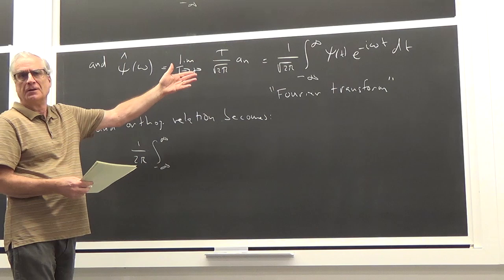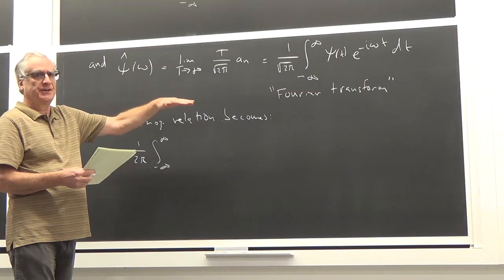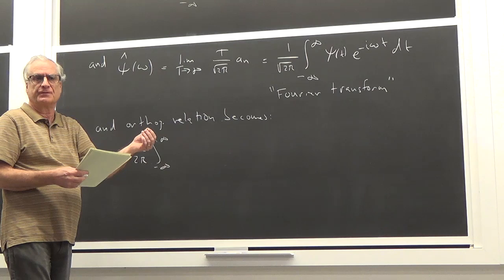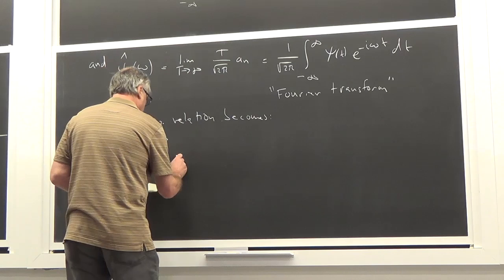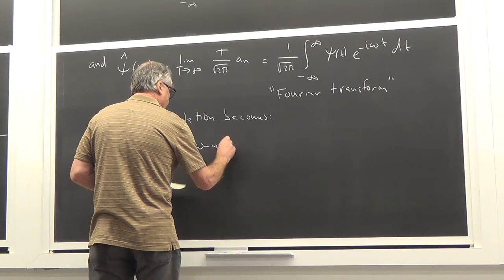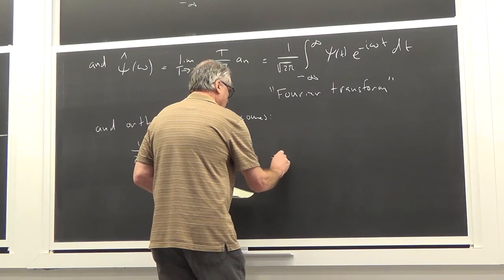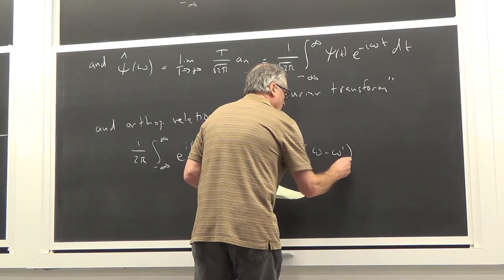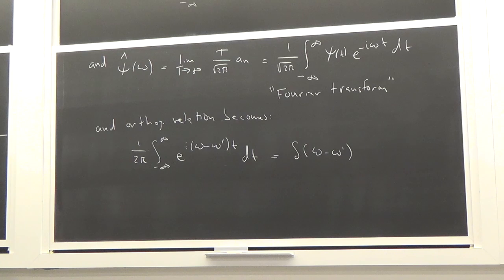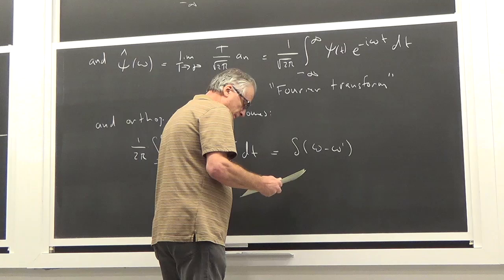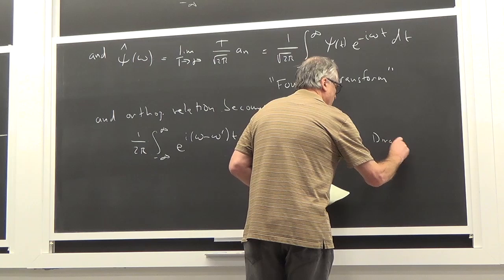So there's an operation, the identity operation, if we do a Fourier transform and then do the inverse Fourier transform. And that's what the orthogonality relation expresses. So we get the integral of e to the i (omega minus omega prime) t dt. This is just equal to the equivalent of this Kronecker delta, except it's now some kind of integral transform, some kind of integral operator. And this is known as the Dirac delta function.